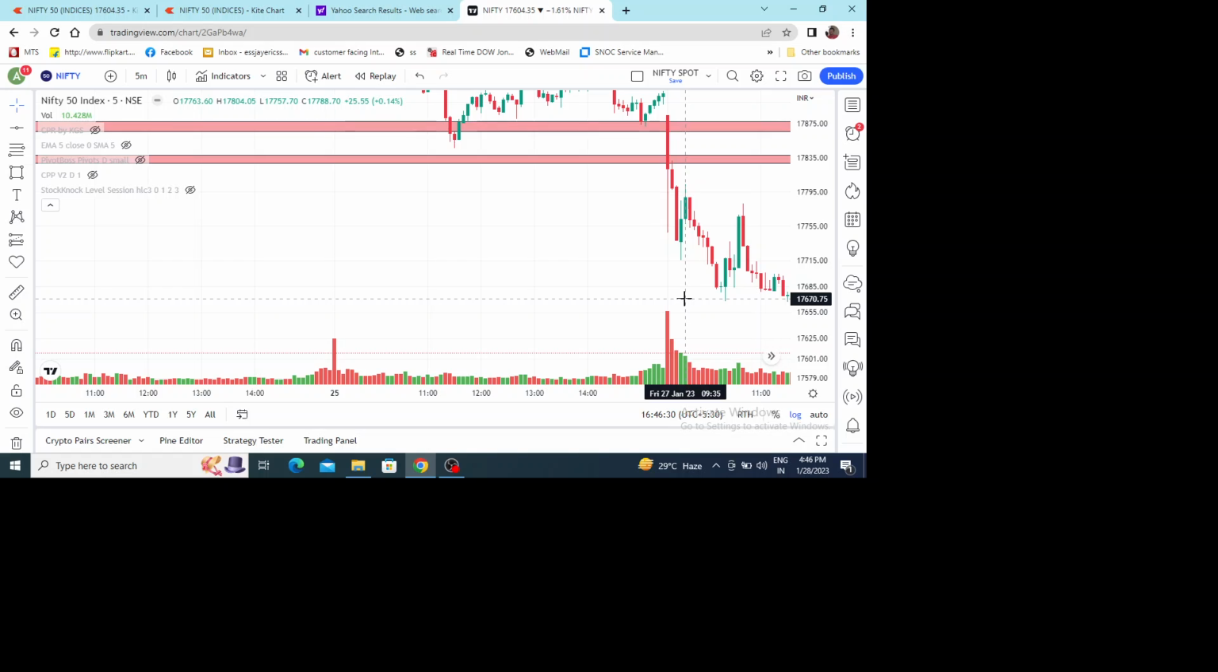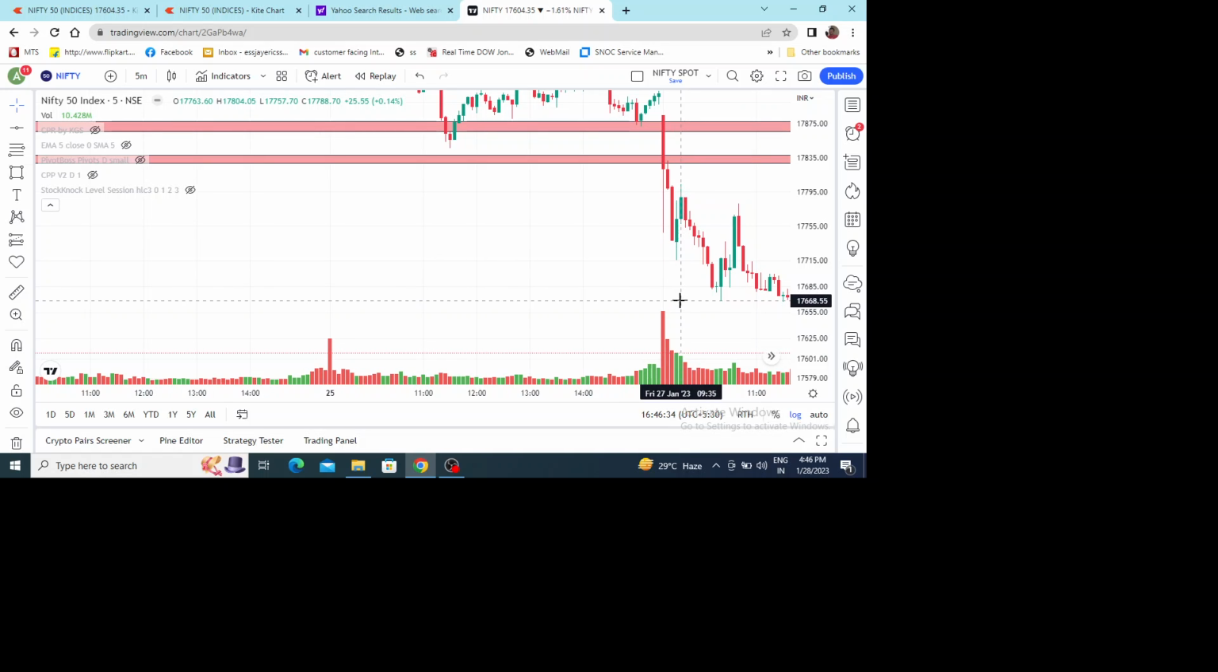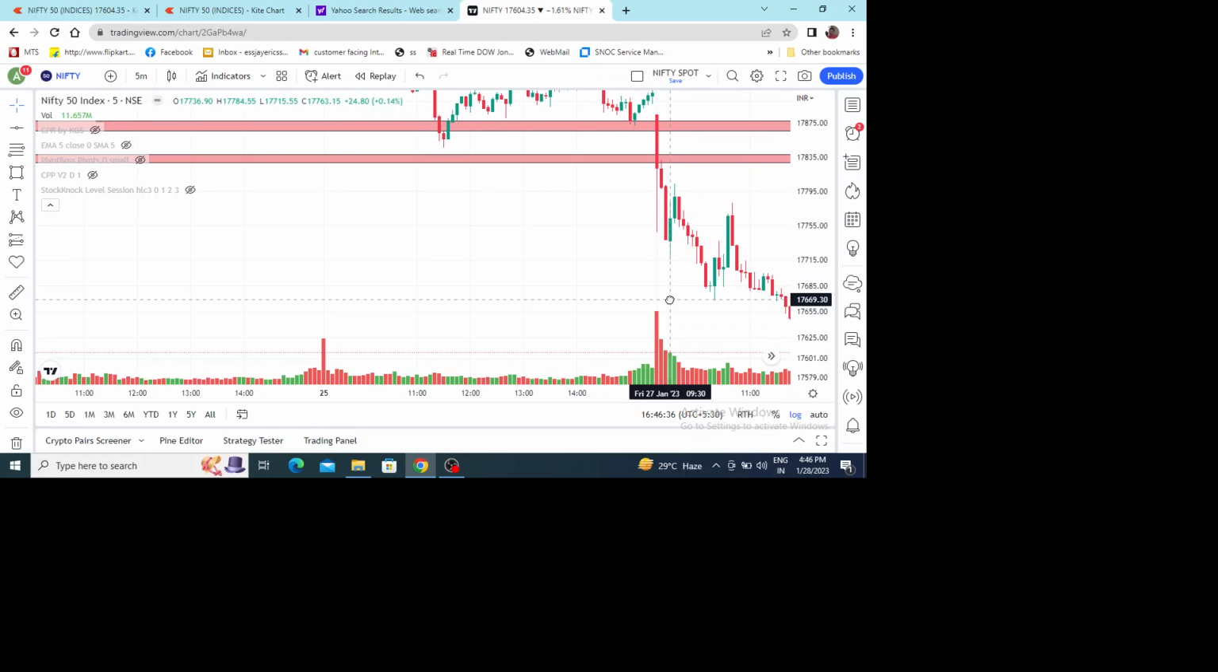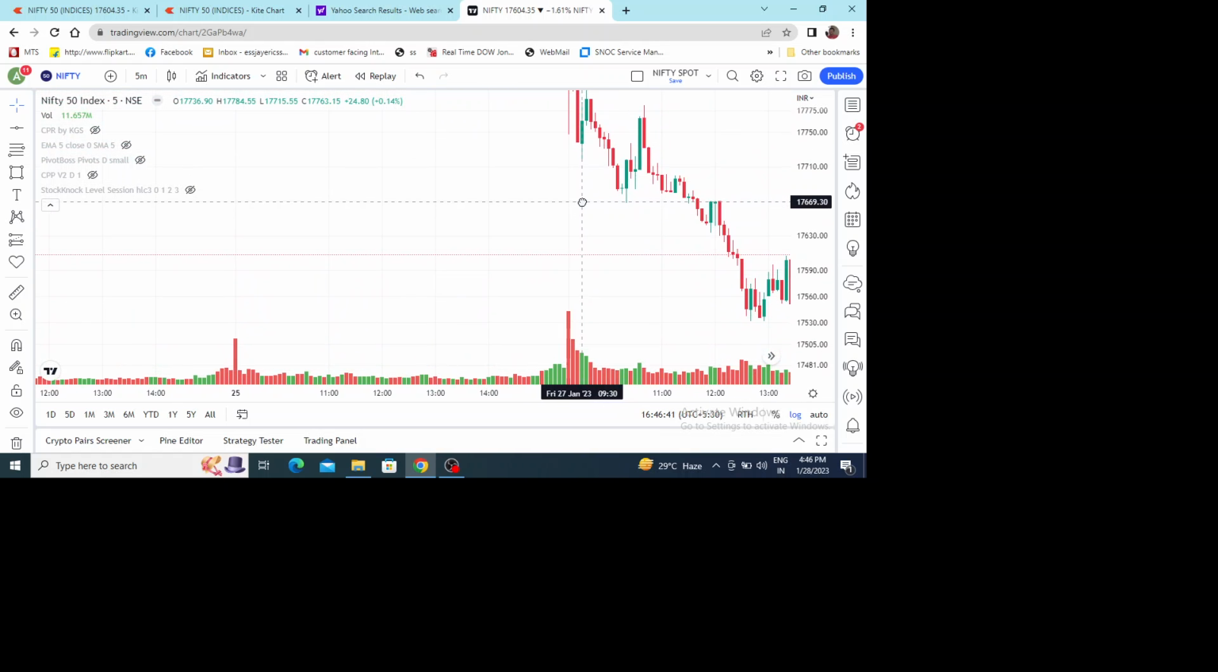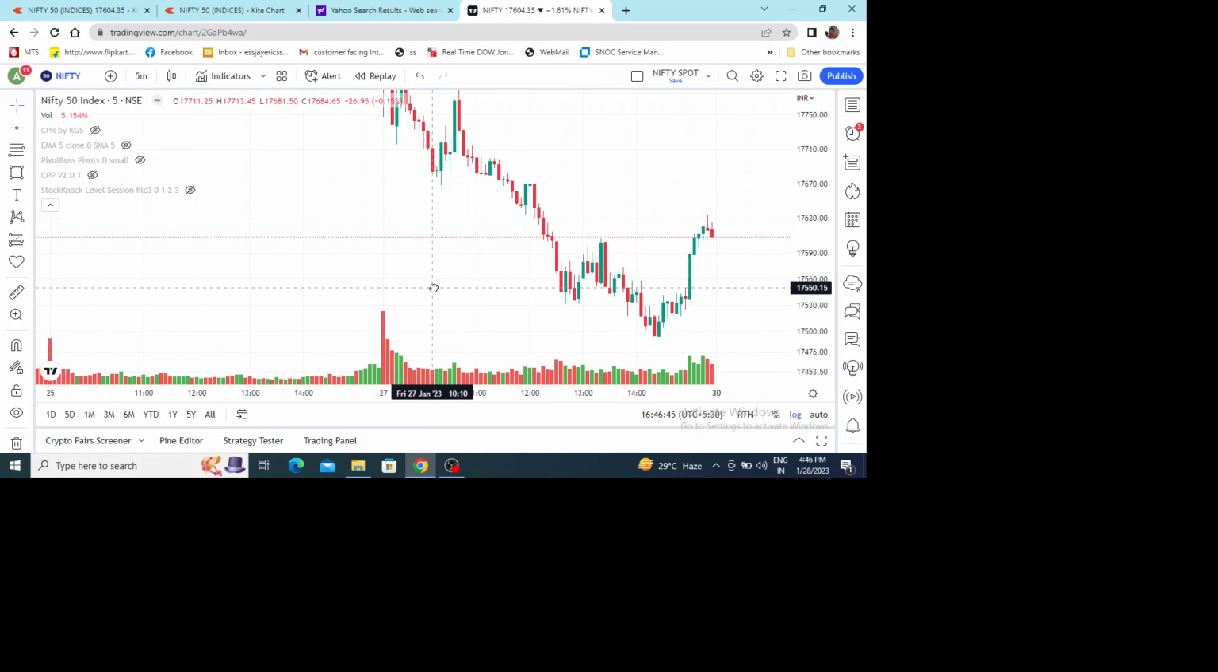See here what is happening. The market is trying to move up, but here we are getting the rejection candle. So once this low is broken, you can go for a short over here. You can get a good target over here also. So that's all for today.